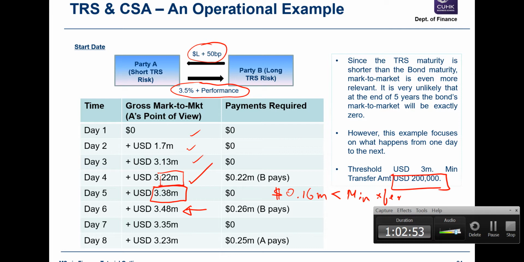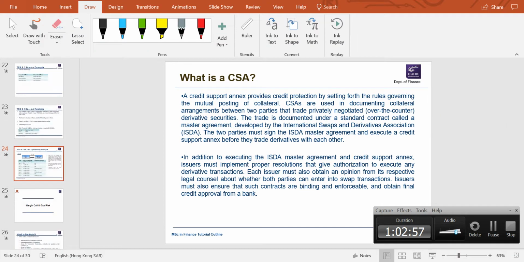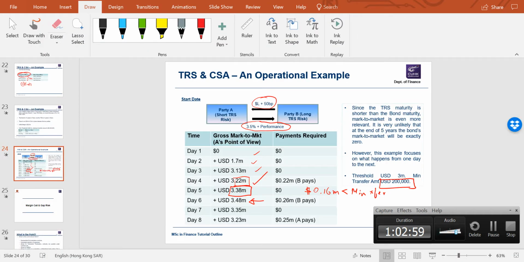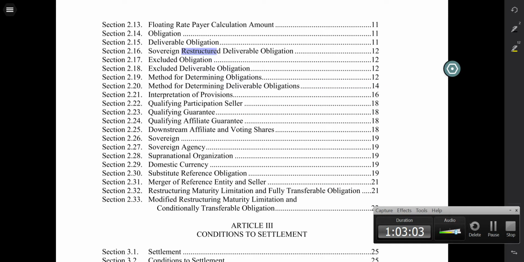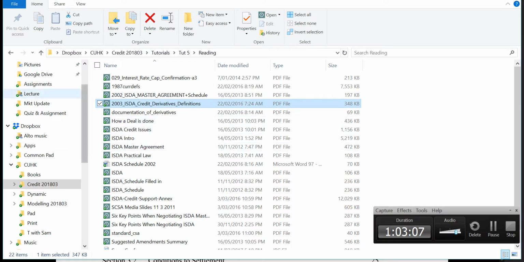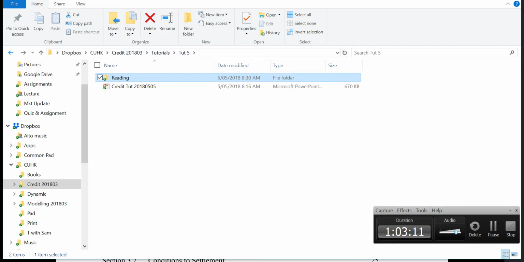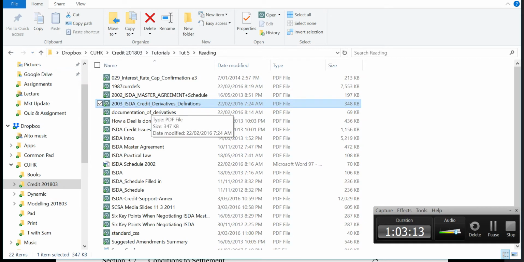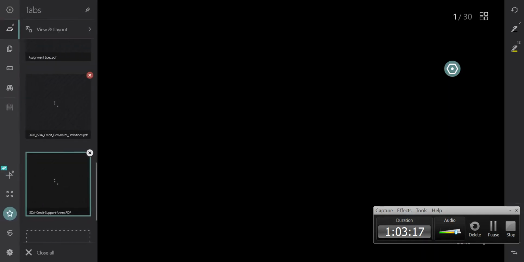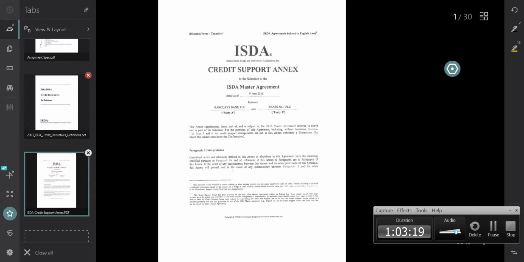Now, if you're okay with that, what I would like to do is I'll show you what a CSA actually looks like, so at least you know what it looks like.